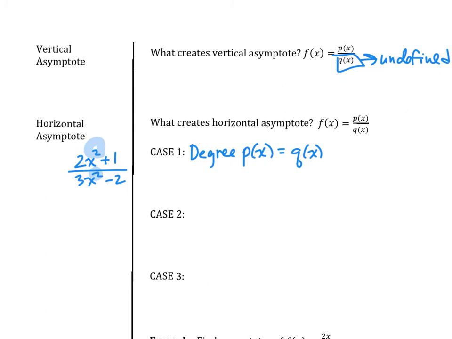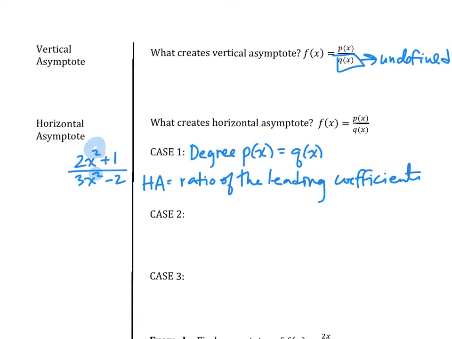When that happens, the horizontal asymptote is the ratio of the leading coefficients. So in this case, the horizontal asymptote is 2/3 because of the leading coefficients.